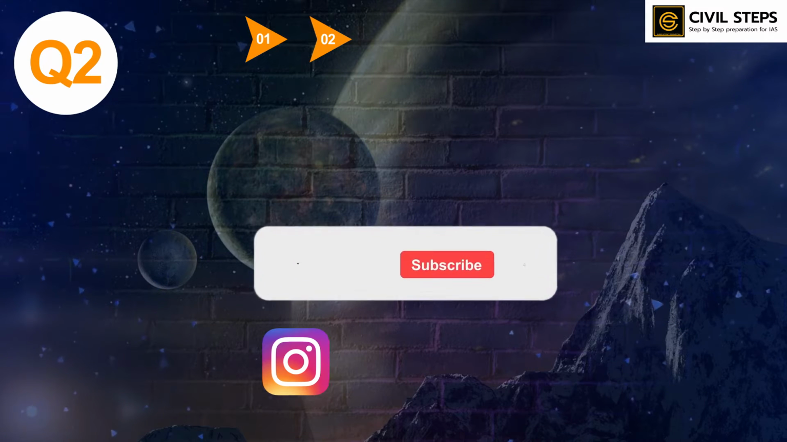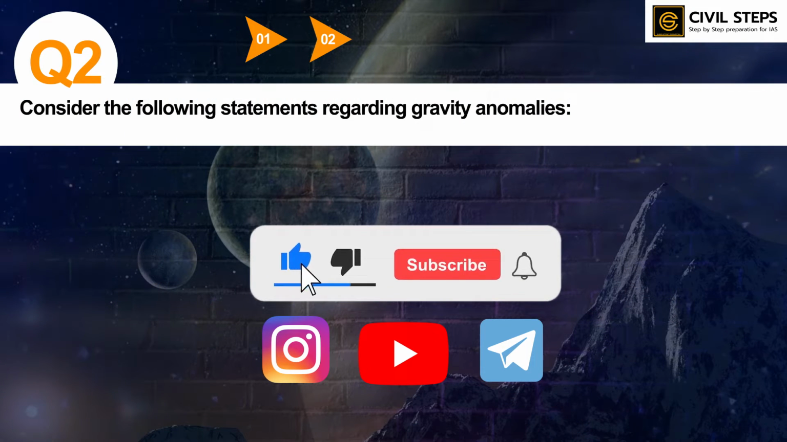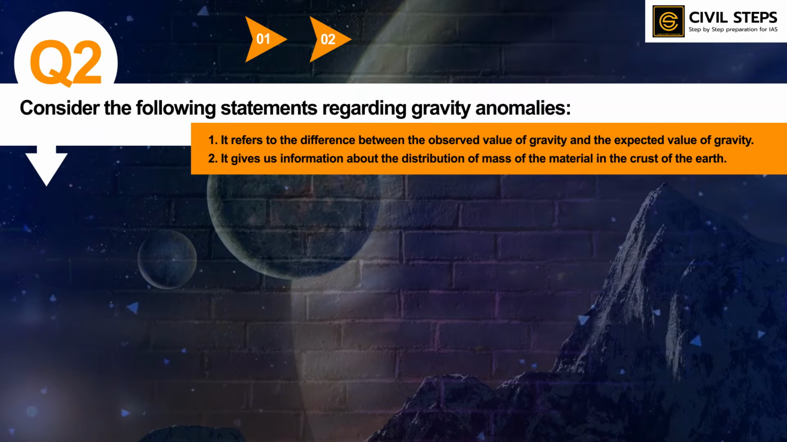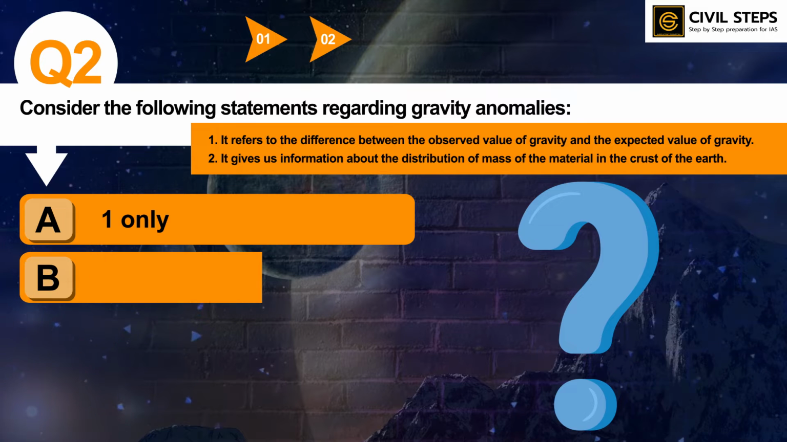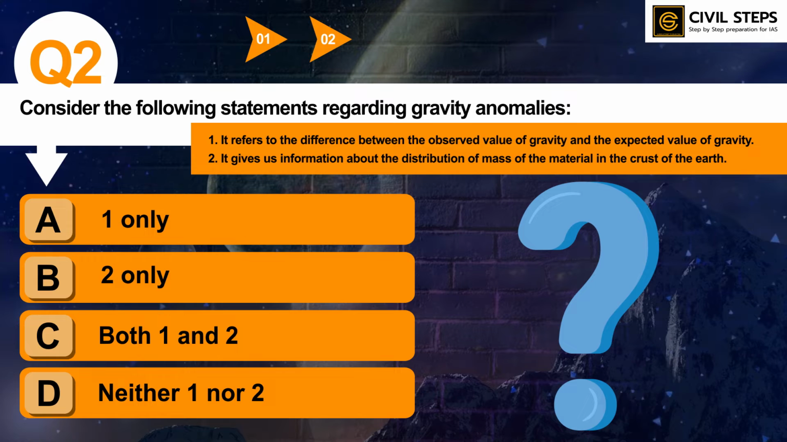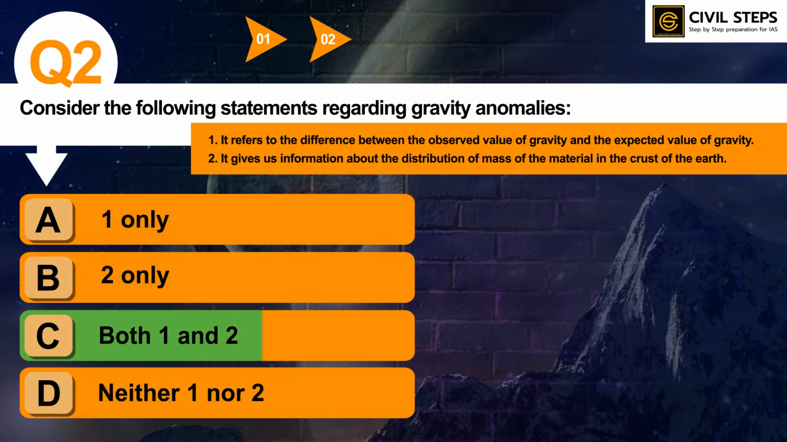So here is question number second. Consider the following statements regarding gravity anomalies. First, it refers to the difference between the observed value of gravity and the expected value of gravity. Second, it gives us information about the distribution of mass of the material in the crust of the earth. So which of the statements given above is or are correct? Option A 1 only, B 2 only, C both 1 and 2, D neither 1 nor 2. So you have to tell the correct answer. So the correct answer of this question is option C both 1 and 2.